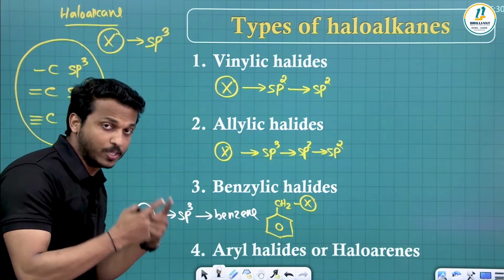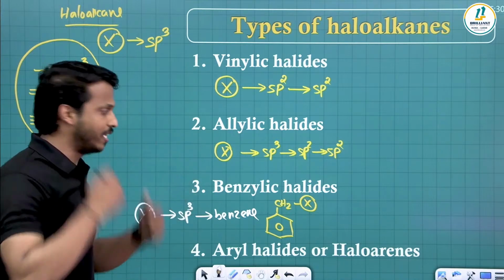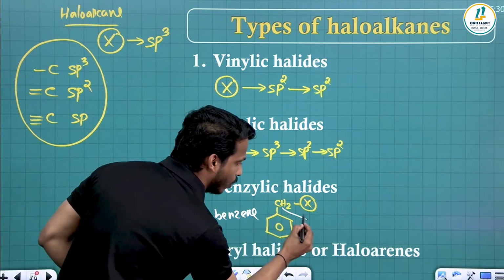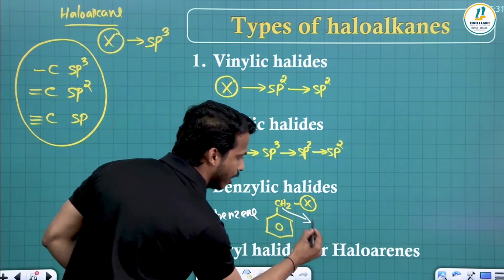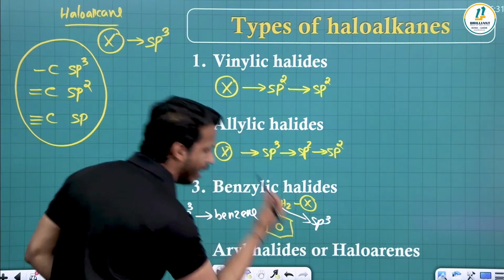Halogen connected to carbon sp3, then it's connected to benzene. See, all of you, halogen connected. What is this carbon's hybridization? Full single bond, sp3, then a benzene ring.